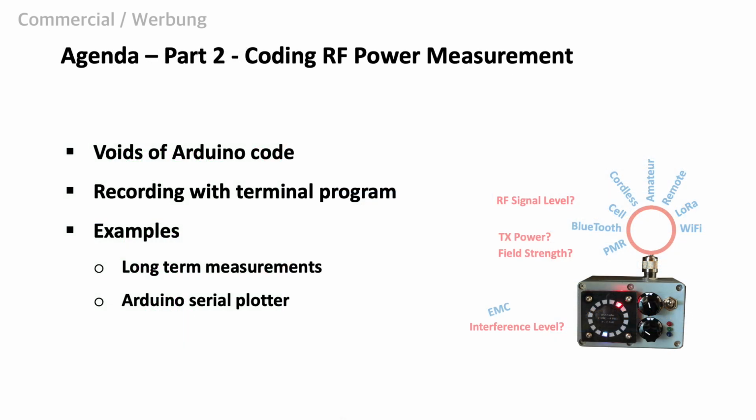Besides the code, on our agenda today, there will be some more interesting content. After completing the Arduino code, we will demonstrate the configuration of the terminal program CoolTerm for the recording of a 24 hours measurement. Out of curiosity, we want to measure the incoming field strength from the surrounding radio services during a whole day in our house.